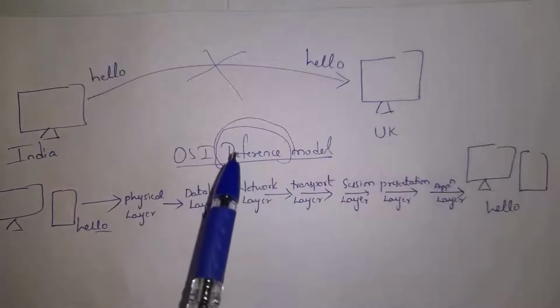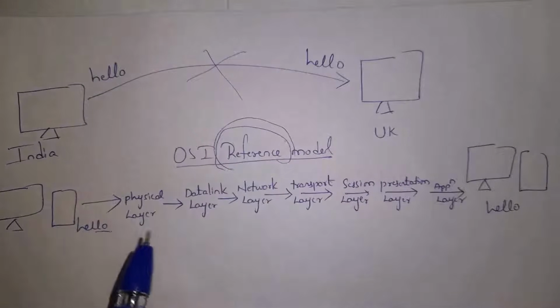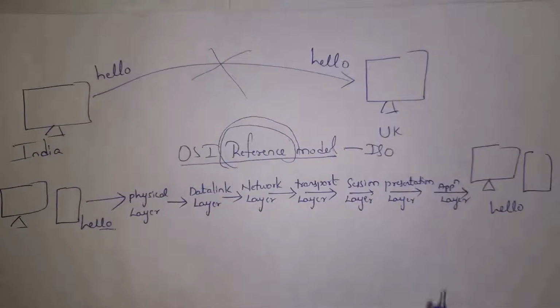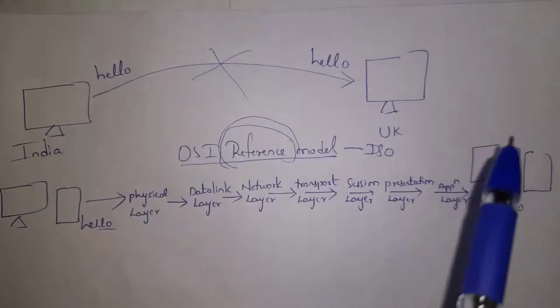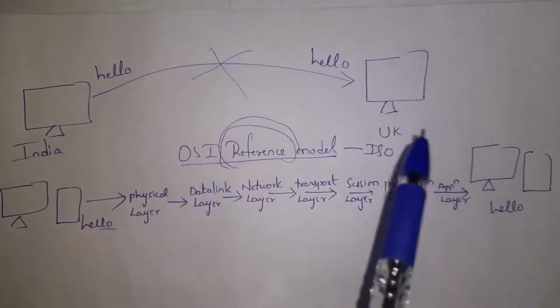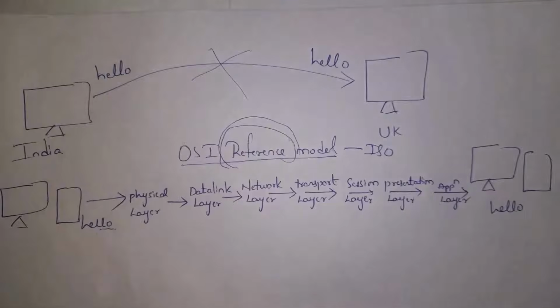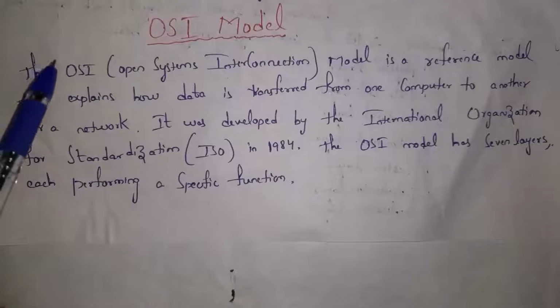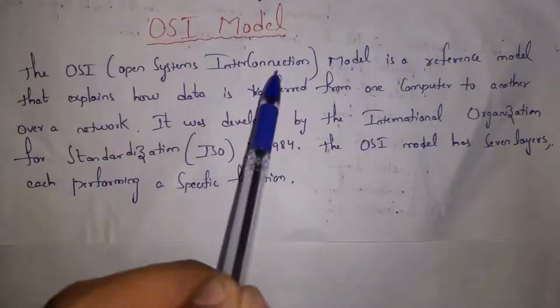By seeing this reference model, we can clearly know how data will be transferred from one computer to another computer in a network. This OSI model was developed by the International Organization for Standardization. Shortly we call it ISO. So the OSI model was developed by ISO in the year 1984. OSI stands for Open Systems Interconnection.